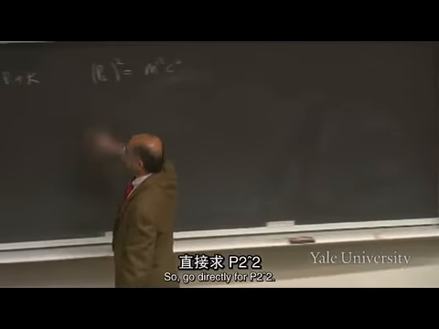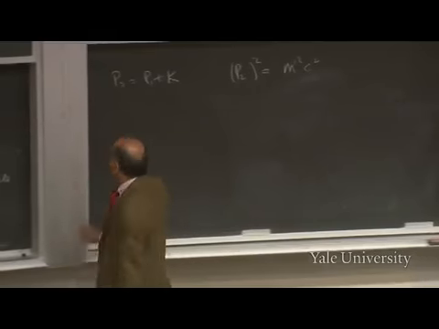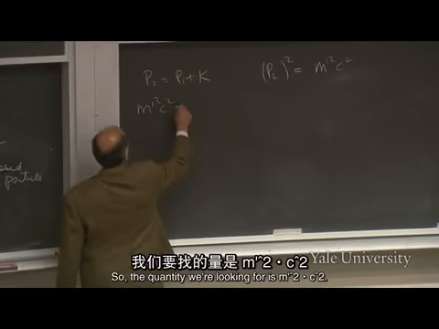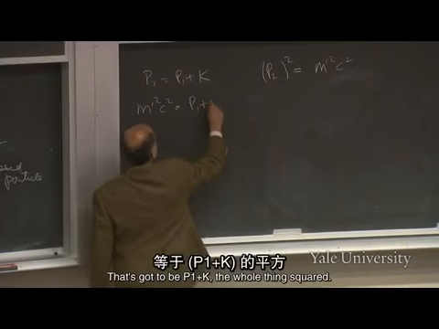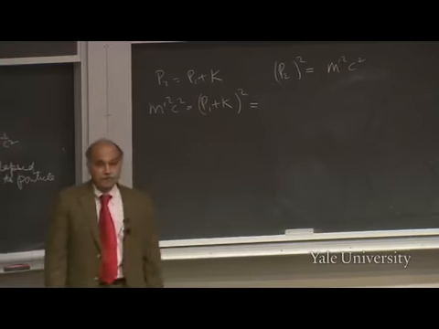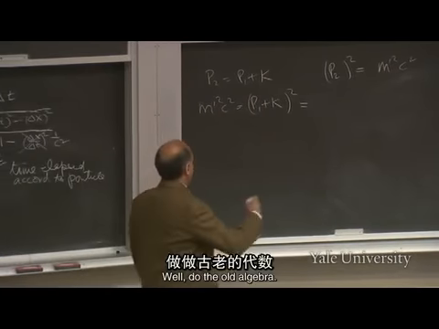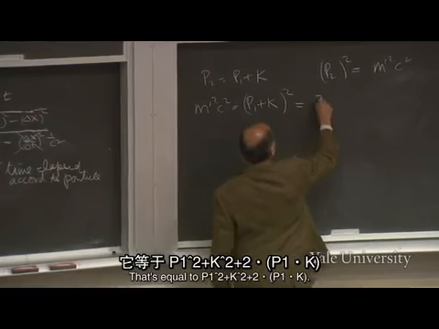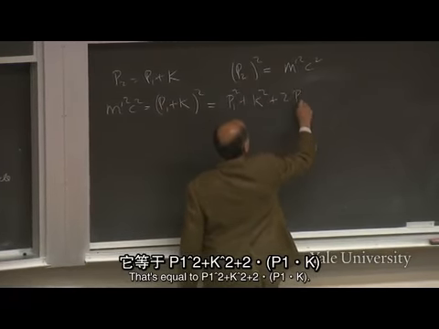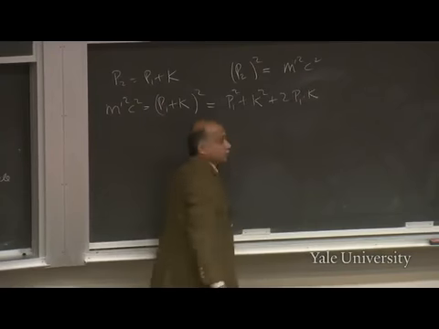So go directly for P2 square. The quantity we're looking for is m prime square c square. That's got to be P1 plus k, the whole thing squared. Well, do the old algebra. That's equal to P1 square plus k square plus twice P1 dot k.